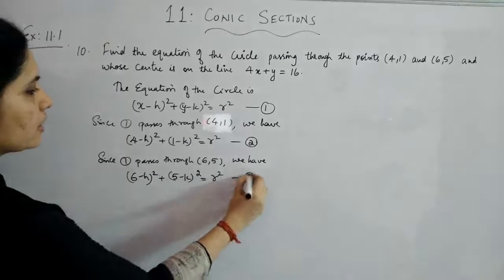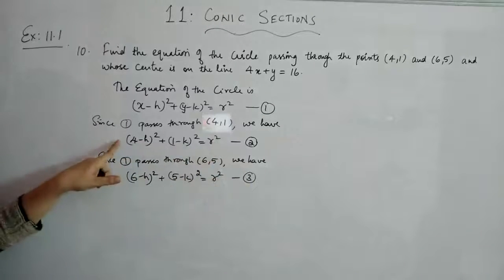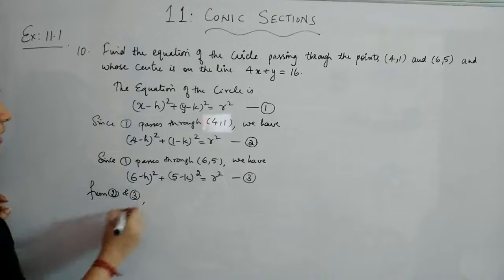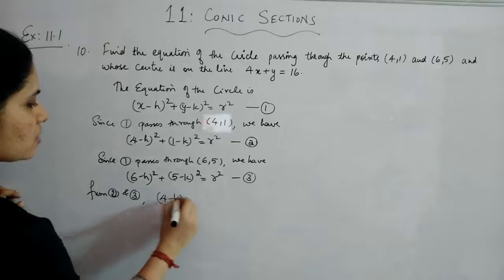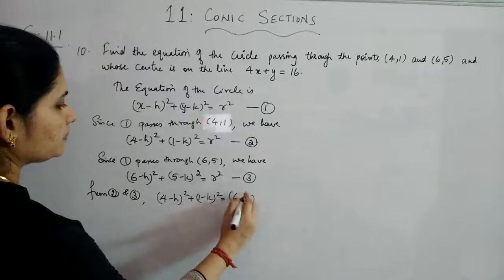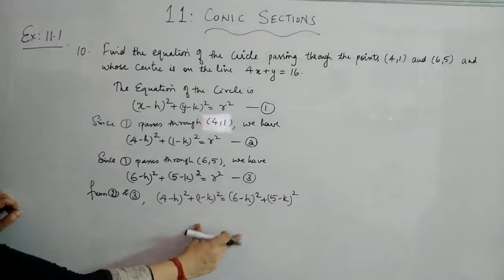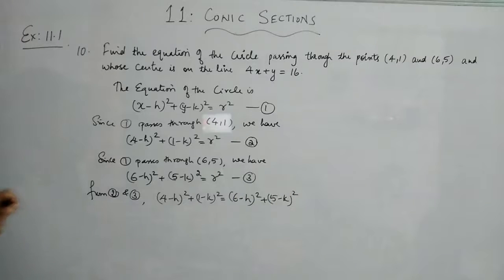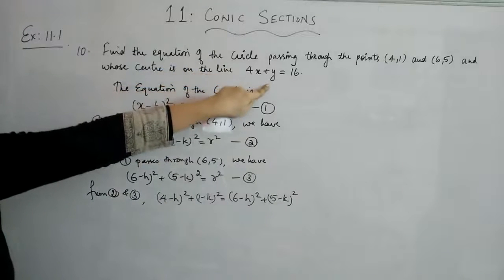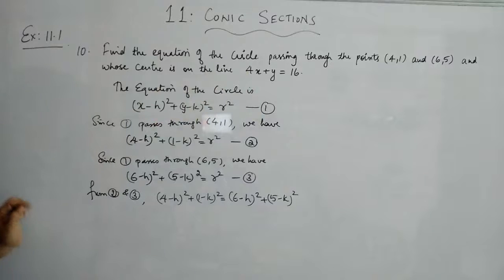Now you just see second and third equation both have the right hand side as r square. So we can thus equate the left hand side also. From equation number 2 and 3 we get (4 minus h) the whole square plus (1 minus k) the whole square is equal to (6 minus h) the whole square plus (5 minus k) the whole square. Solving this, you will get an equation containing h and k. And again, since the center is lying on this line, you can replace x and y with h and k, so that you will get another equation in h and k. Solving them, you can find out what is h and k.